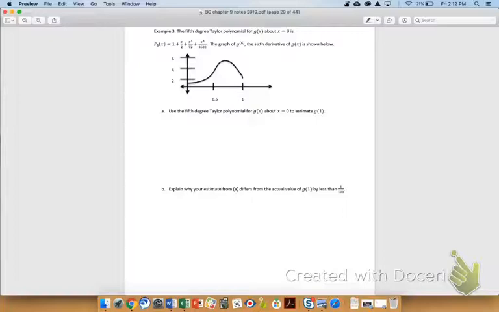Can anybody, in your own words, explain what A is wanting us to do? Plug in numbers. Yay, plug in a 1, specifically a 1, and that's it. So for A, g of 1 is approximately equal to p of 1, and we just plug in a 1.